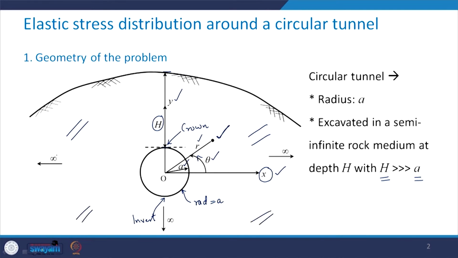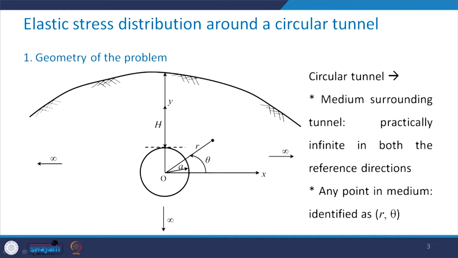has infinite extent in this direction and in this direction as well. And this h is much larger than the radius of the circular tunnel. As I mentioned, the medium surrounding the tunnel is practically infinite in both the reference directions, which are x and y. Any point in the medium, that is say this point, will be defined by r comma theta.